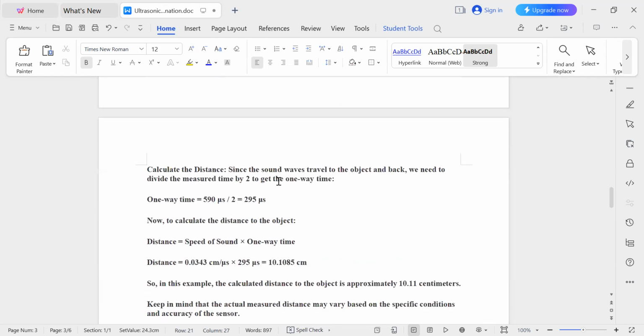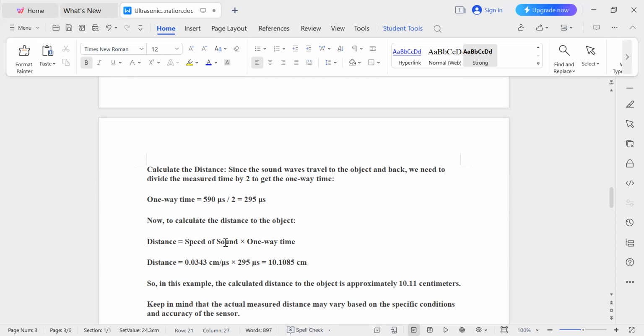To calculate the distance, since the sound wave is traveling to the object and back, we need to divide the measured time by 2, because I want the one-way time, not the two-way time. I have considered the example of 590 microsecond for both ways. If I divide it by 2, I'll get 295 microsecond.